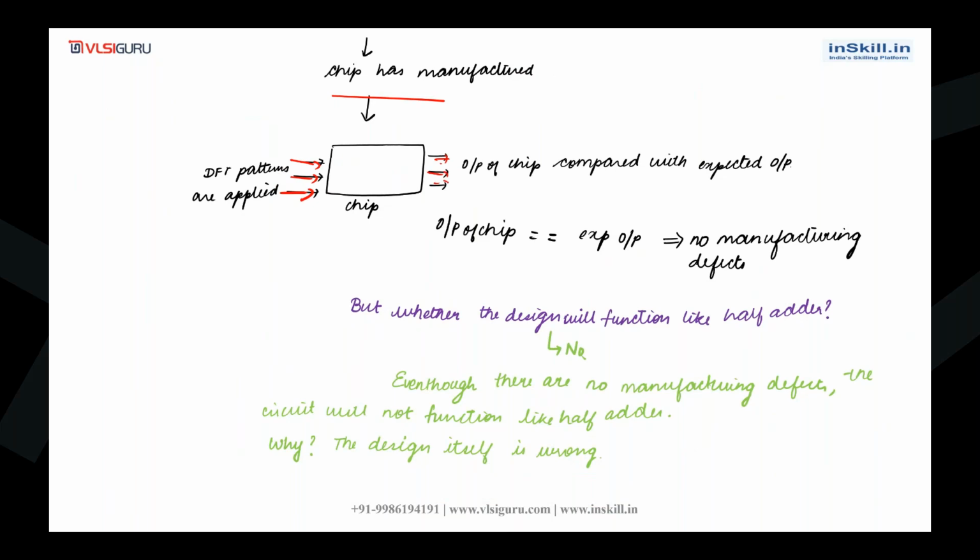So this is the output of the chip. It is compared with the expected output. The output of the chip is equal to the expected output, which means there are no manufacturing defects.